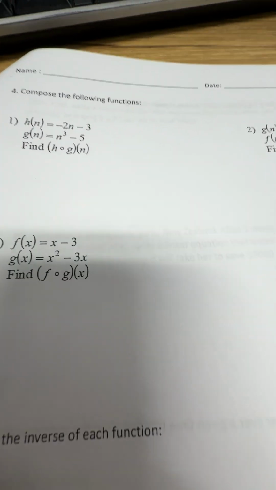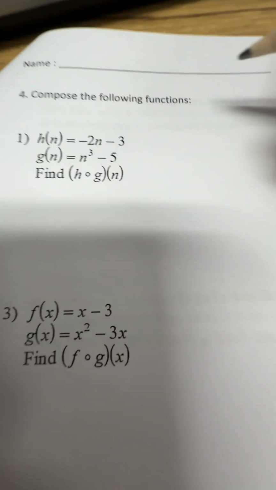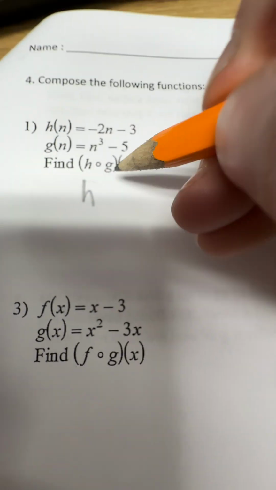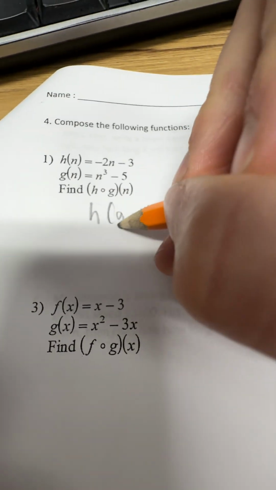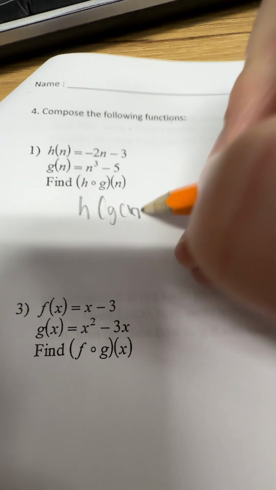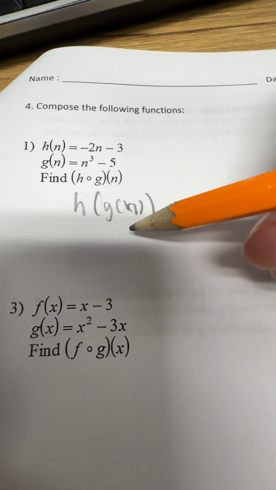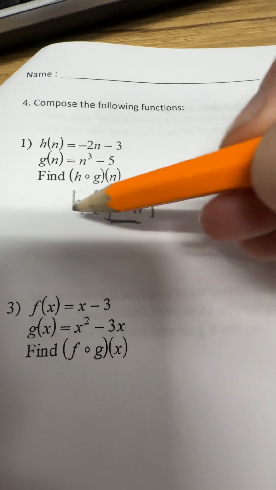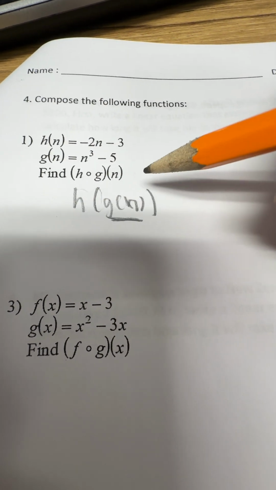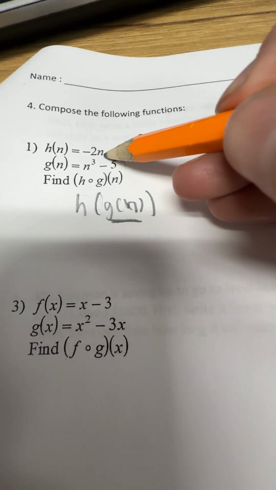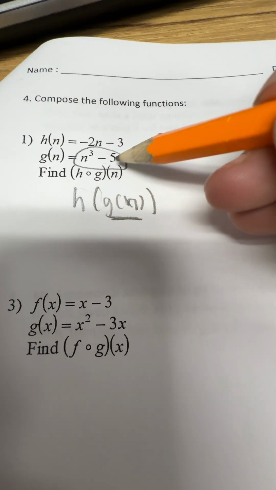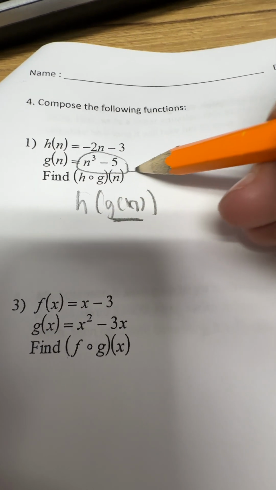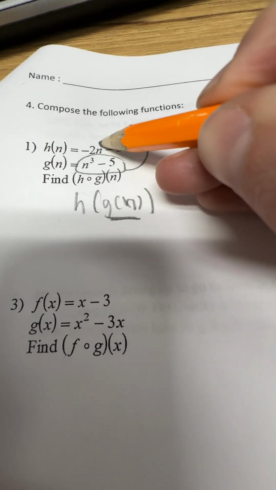Let's go ahead and compose the following functions. So this is saying h of g of n. This is saying that our g of n is the baby. It's pregnant, right? It's inside the pregnant woman. So we're basically saying that this baby right here, which is inside, the second thing listed right here, is going to go inside of this n.